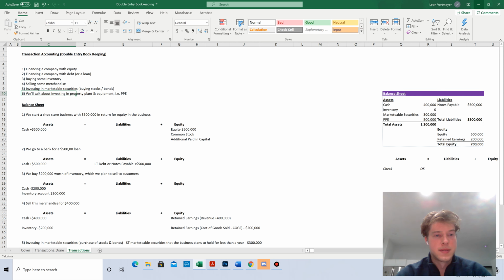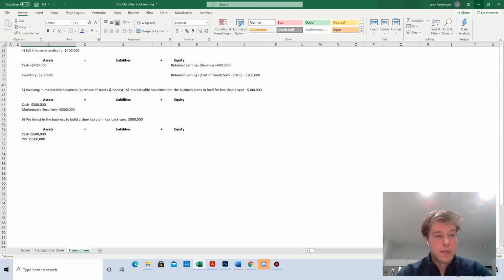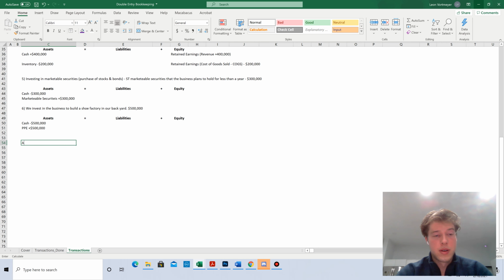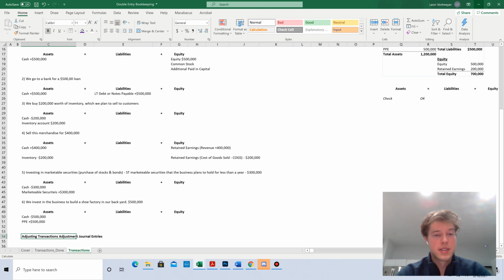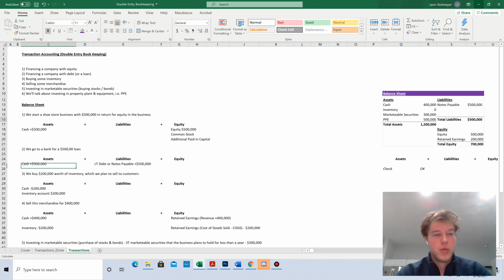So you're starting to get an understanding of how transactions with third parties between the business now translate into the statements. However, we're going to do a bonus here, and we're going to talk about adjusting transactions, or adjustment journal entries. And what adjustment journal entries are for is that there were 2 transactions that we did here that are accruing some value. And I'll tell you what those 2 are.